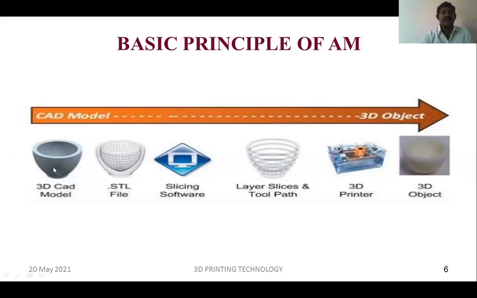So first is 3D modeling. We generate it through mechanical software like Creo, SolidWorks and CATIA. Then we convert it to an STL file and slice the component. The sliced component then moves on to the 3D printer. Now the 3D printer starts the process, adding the component layer by layer. And finally, we get the 3D object.